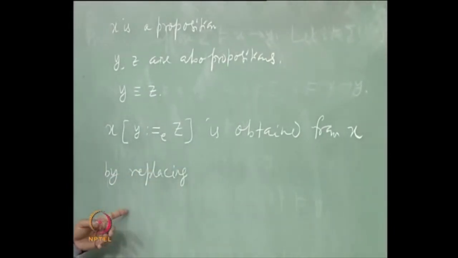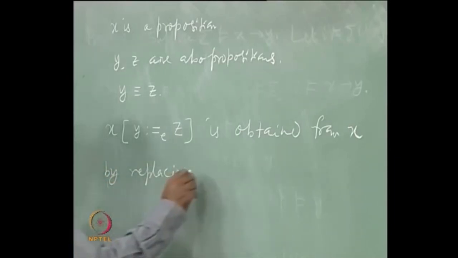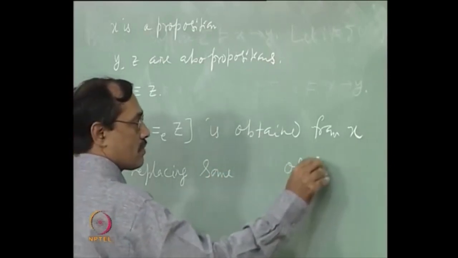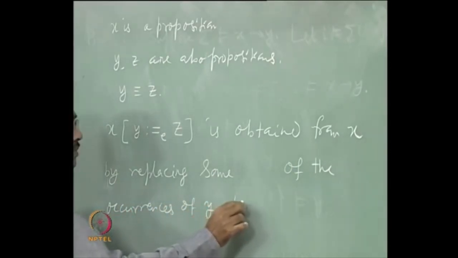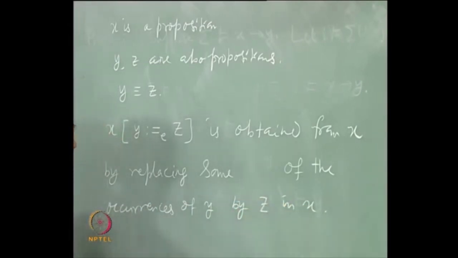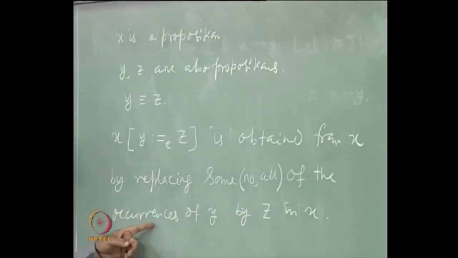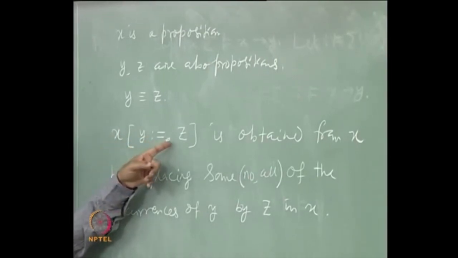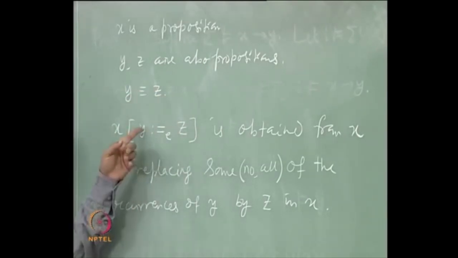Now we are liberal. We don't say each occurrence, as we have done in that uniform substitution. That is uniform. This is not uniform necessarily. So we say by replacing some of the occurrences of y in x by z. So this "some" may be nothing, may be all. So let us call this replaced version of x as x with y equivalently replaced by z. A precondition is y should be equivalent to z, otherwise you cannot use this notation.